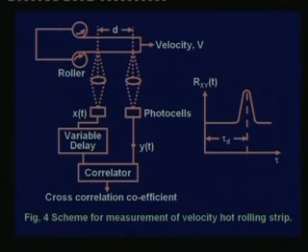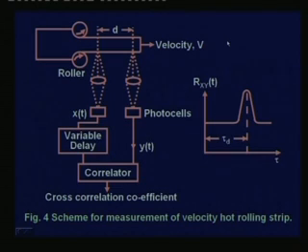This is a scheme for measurement of velocity of a hot rolling strip. A hot rolling strip, or ingot, is coming through a roll, and the thickness is getting reduced. This is the thickness, and this velocity, as I told you, is to be maintained, because until it is hot, you cannot put it in a coil form. That is the reason the velocity is important.